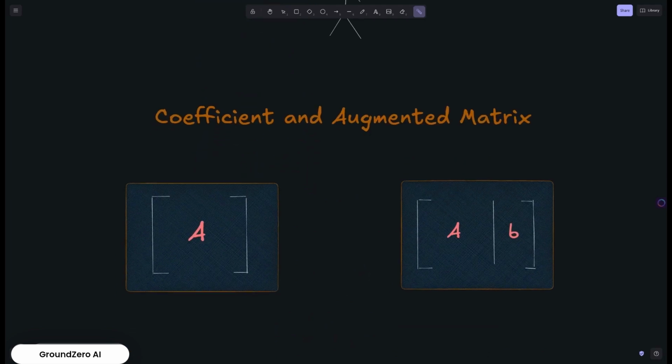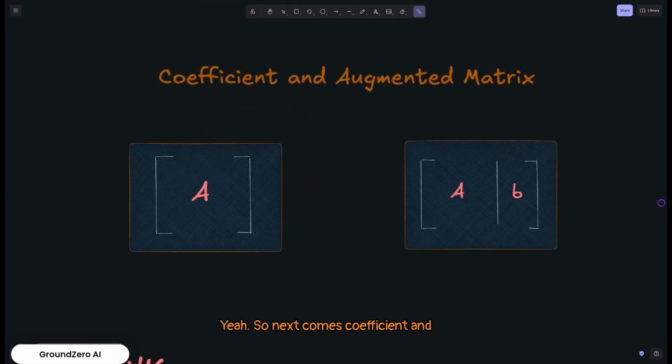Let's go next. So next comes the coefficient and augmented matrix. This is just a form of matrix where you have the system of linear equations and you just put it in a different fashion for both. In the coefficient matrix, you just put what is on the left side of the equation, the coefficient values. In the augmented matrix, you put the values on the left side of the equation as A, but the values on the right as B. So this B column doesn't belong to any particular variable.